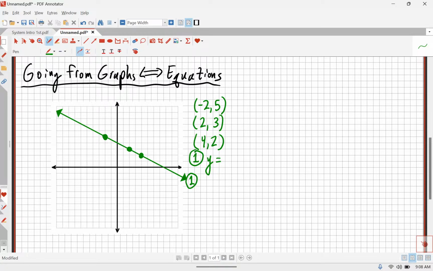Yes, exactly. So what would that make your equation? You've got your change in y, change in x. You've got your y-intercept. Hi, guys. So I think I did this part right, but I'm not sure about this. Yeah, you've got the right idea.